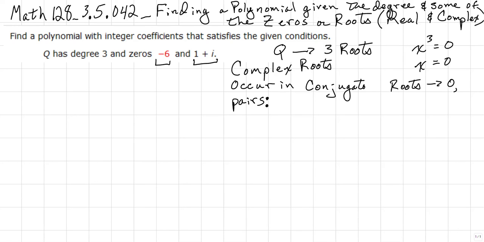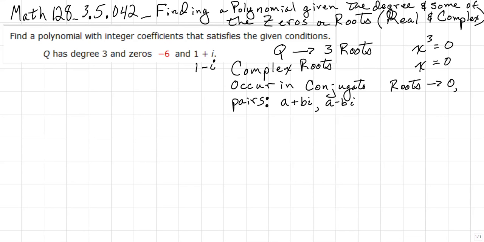So if you have a root a plus bi, which is the general form of a complex root, you're also going to have a root a minus bi. So I know automatically that while this is a root 1 plus i, since it's a complex root, I will also have 1 minus i. So now I have my 3 zeros, and they are distinct, which means that I need to determine the best way to figure out what my actual polynomial is.